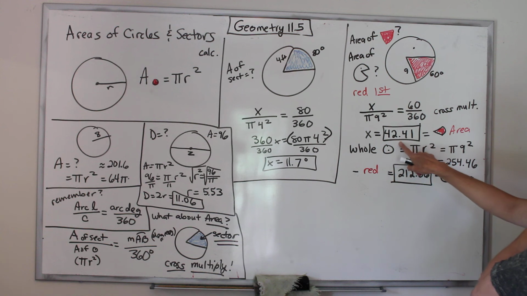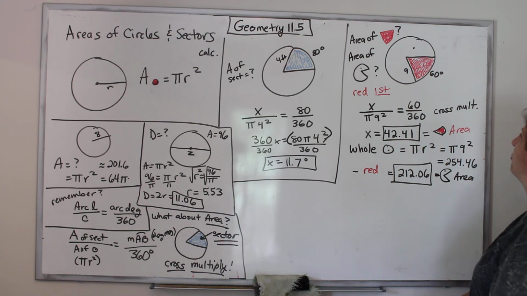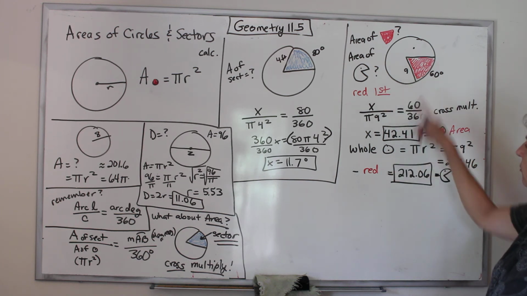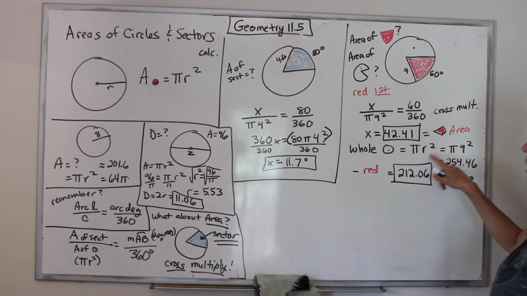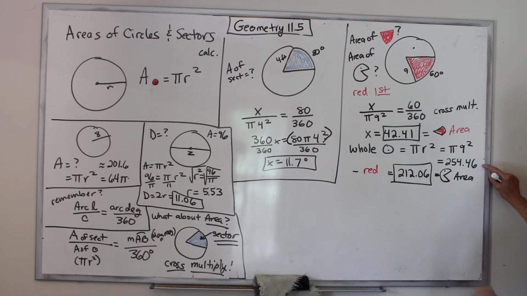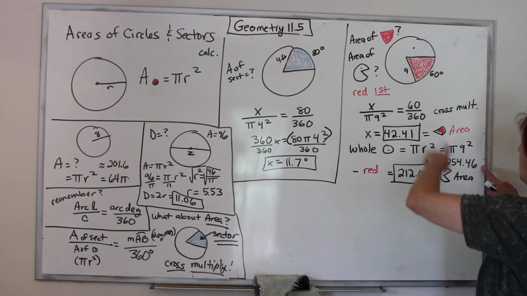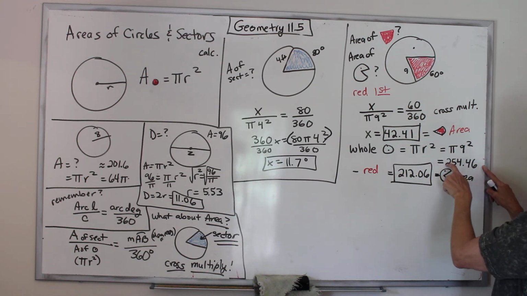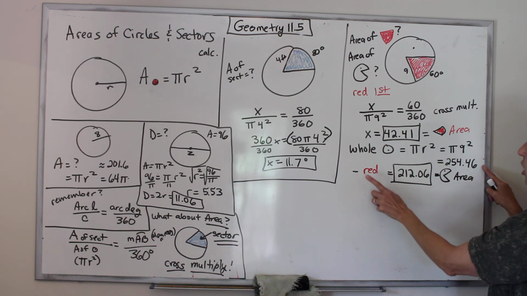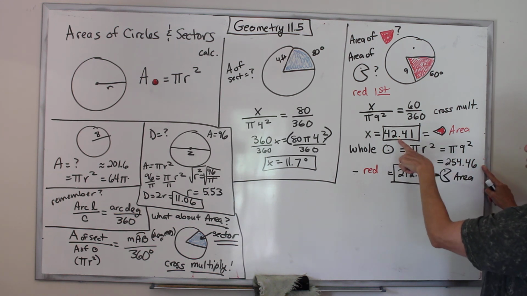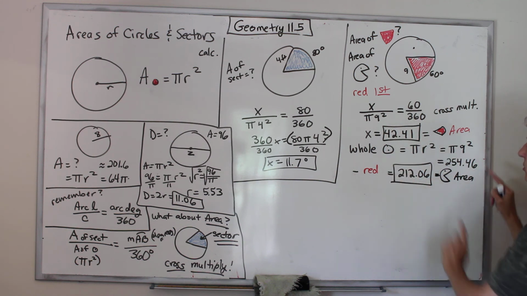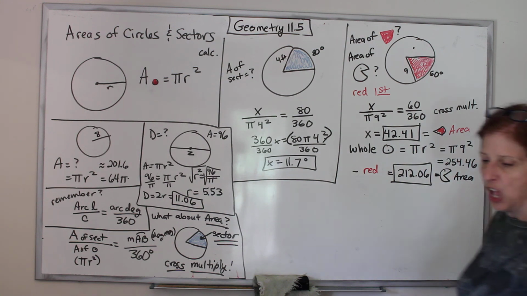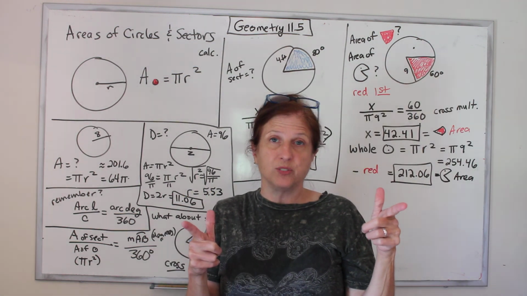Cross multiply, solve for x, and it's 42.41. You should be able to do that, so I'm not going to do it here. Okay, now for the whole circle. Well, the whole circle is pi r squared, so I can do pi times 9 squared and get it, and I could get Pac-Man by subtracting the red part from the whole thing. So 254.46 minus 42.41 equals 212.06, and that is the area of just Pac-Man. Alright, math is great. Come back next time and we'll finish this chapter.